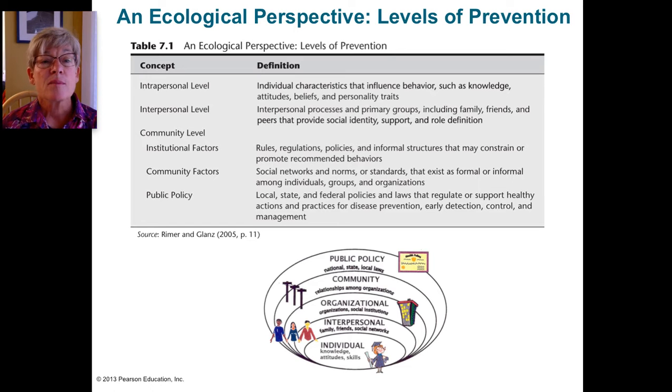Then we look at the community level. These are the outer shells: organizations, social institutions, communities and relationships between organizations, and finally the outer layer is the public policies in which we live. For example, a big one that's changed recently in the state of New Hampshire is the legalization of medical marijuana. And that is a policy that's changing people's behaviors and attitudes around the use of marijuana as a medical therapy.